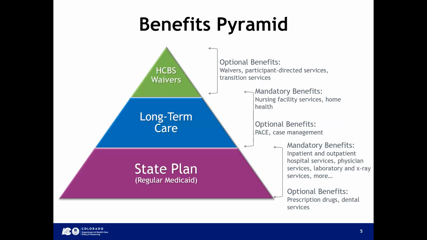Again, really think about this also as a pyramid. So you have the state plan, which is again the doctors, the pharmacy, hospitals, all of that kind of stuff. Then there's another set of services that the federal government mandates that all states also have, and those are long-term services and supports. Those things include things like nursing home institutions, but they also include things like home health.